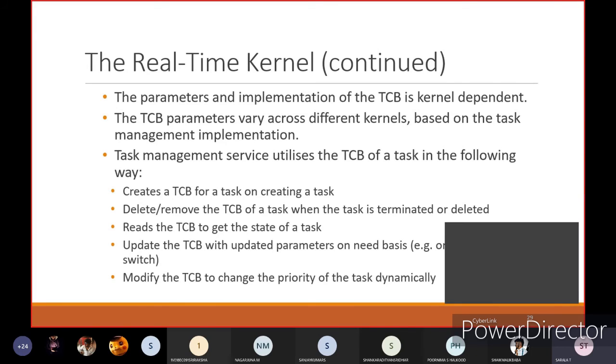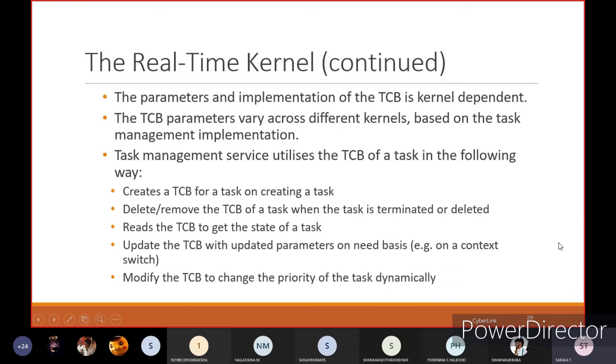Reads the TCB to get the state of the task. Whenever we want to see in what state the task control block is, then you have to read that task control block. Update the TCB with the updated parameters on a need basis. For example, on the context switch. Context switch is if I am switching from one task to another task, then you have to update in what state the task is, and also what the resource address is. All those things will change whenever you are doing the context switch.